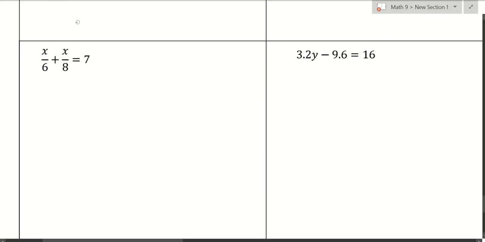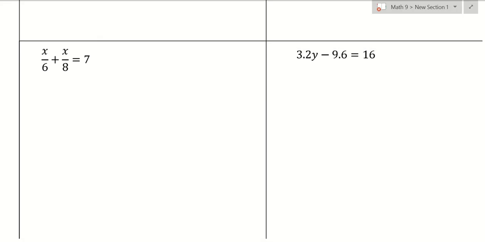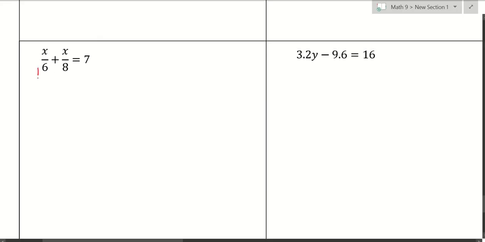I'll show you, by the way, before I do the correct version of this, one common incorrect way to approach a problem like this. And I'll label this as wrong. Don't do this. It is a common mistake, so avoid doing this. Here we can see an x on top and an x on top, and we might want to add them together to get 2x over maybe something like 14, just adding the denominators together. This is wrong.